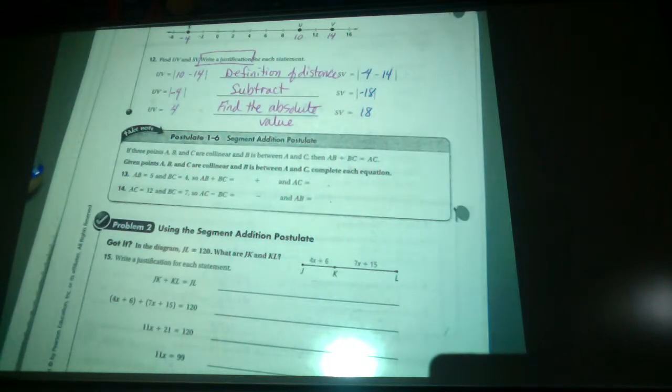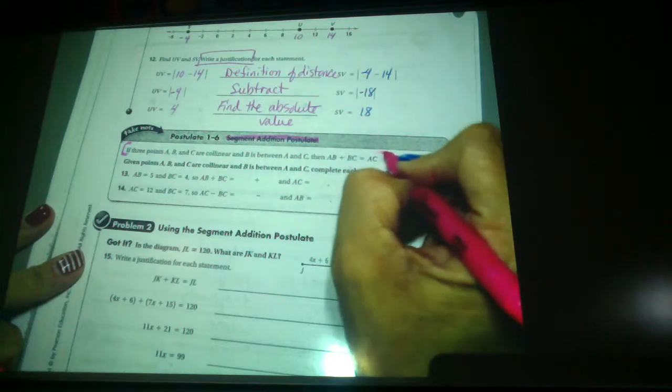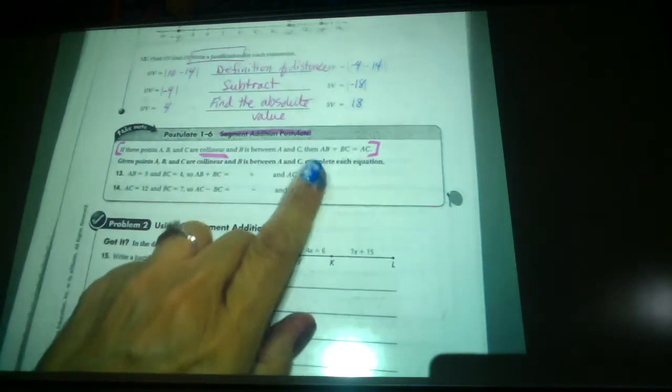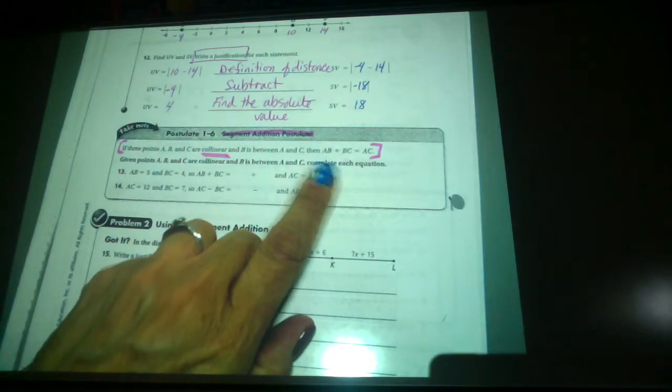Then here's postulate 1-6. So this is an important postulate. It's used over and over and over again. This should be a flashcard. And it says, and we're going to draw a picture. If, notice it's an if-then form, if three points, A, B, and C, are collinear, what does that mean? They're on the same line. And B is between A and C, then they do this gobbledygook. A, B, isn't that the distance from A to B? That's what that notation means. Plus the distance from B to C is equal to the distance from A to C.